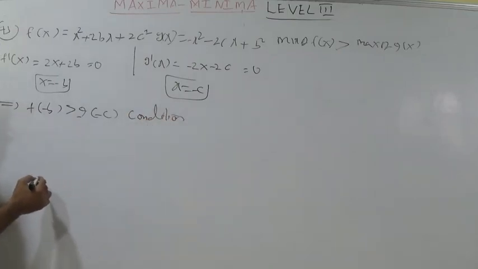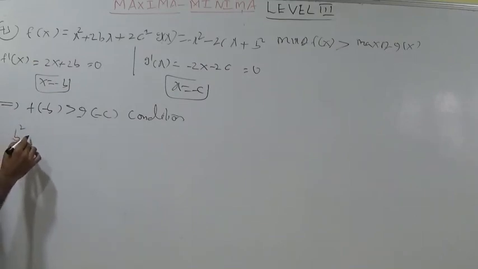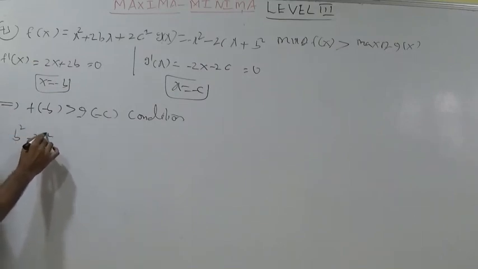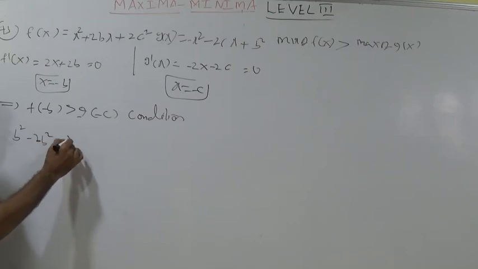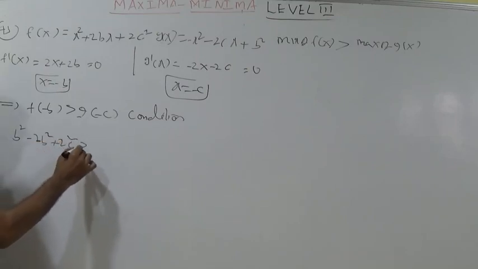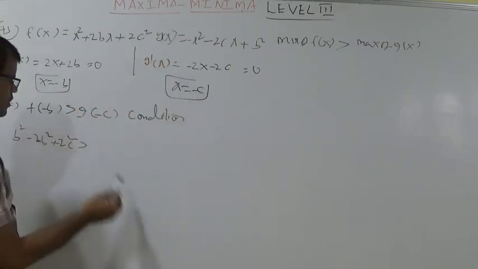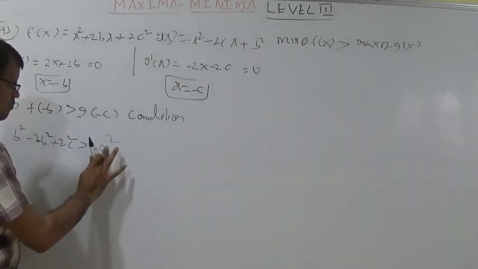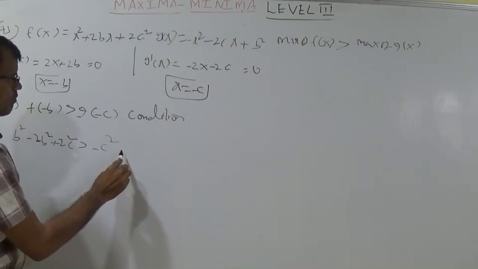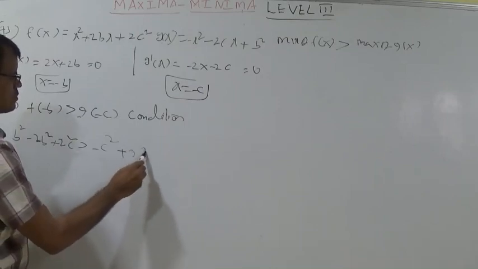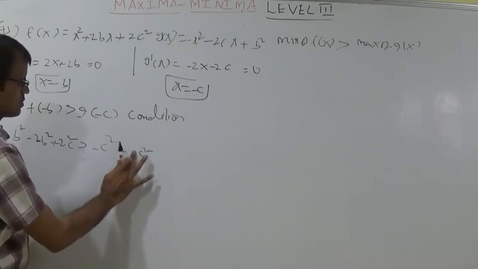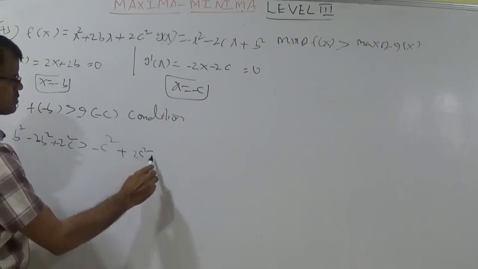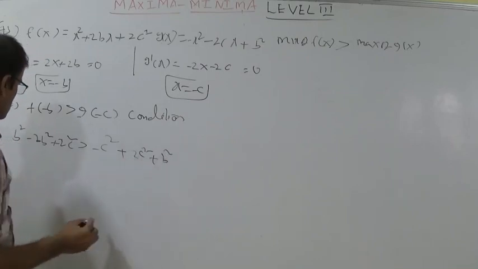This is the condition. What is f of minus b? Substitute here instead of x. So you can write here b square minus 2b square plus 2c square, greater than, here you substitute the value minus c square. You get minus c square minus 2c square, this is plus 2c square plus b square.